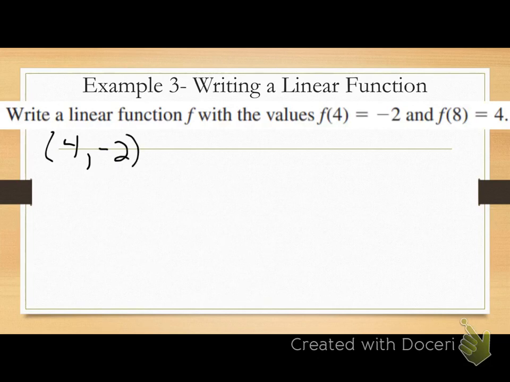What I plug in is x. That's my input. My output is my y value. So 4 comma negative 2. So what's my second ordered pair? 8, 4. Very good. So what do I need to do first?